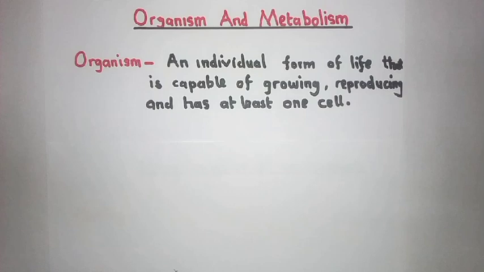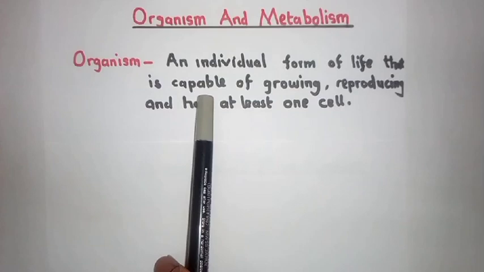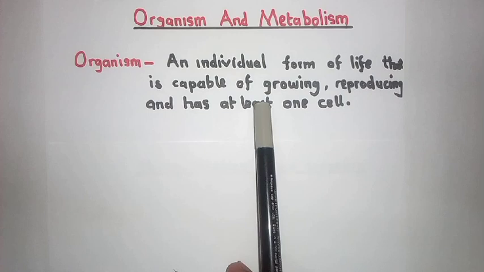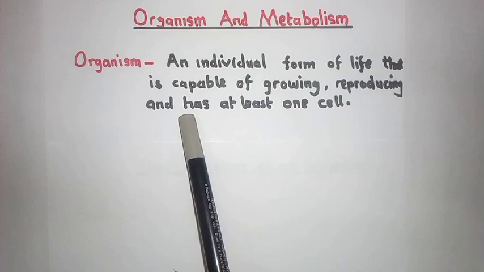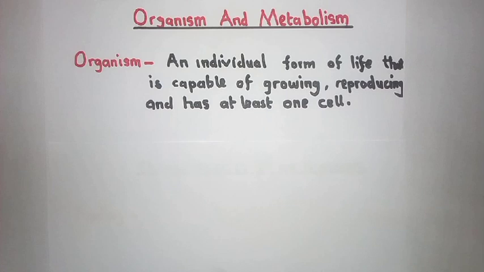All right. So an organism is an individual form of life that is capable of growing, reproducing, and has at least one cell. So this is how you can define organism. And if you want, you can put it in a simpler term by saying it is anything that has got life.